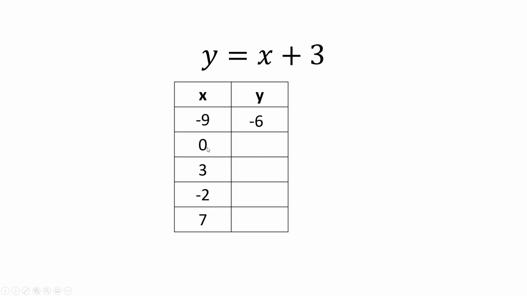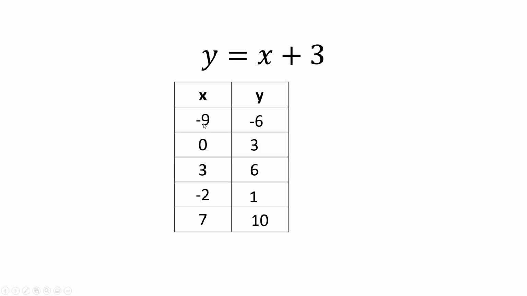So when x is 0, you think, okay, whatever x is plus 3. 0 plus 3 gives you a 3. And then you plug in a 3 for x. 3 plus 3 is going to give you 6. So -2, you plug a -2 in here and you get an output of 1. You plug in a 7, you get an output of 10.